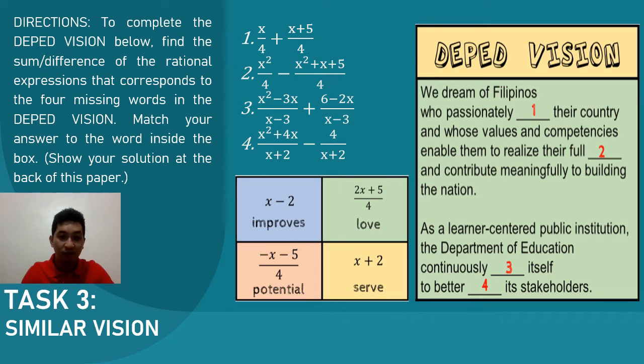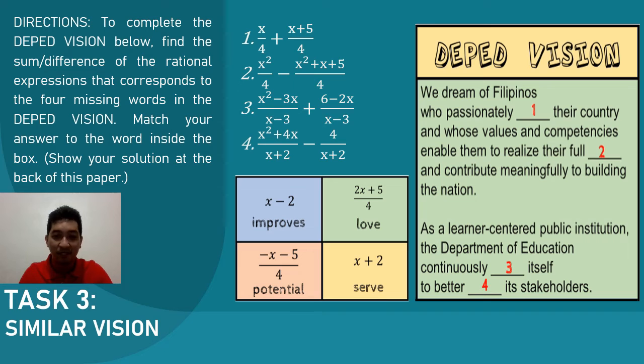Match your answer to the word inside the box. Show your solution at the back of this paper. So, you were given, let's say for example, number 1, x over 4 plus x plus 5 over 4, which is nasagot na natin. At ang sagot po natin doon ay 2x plus 5 over 4.